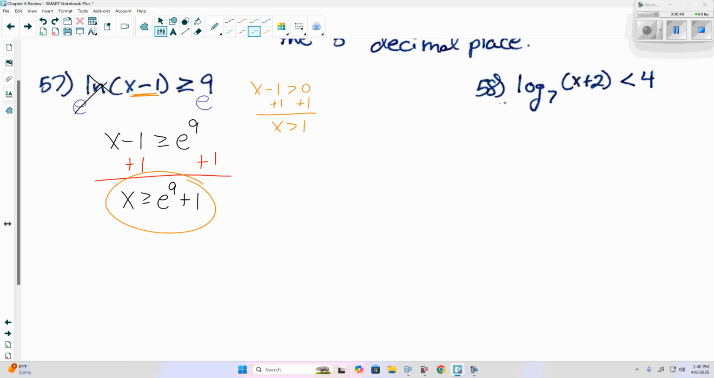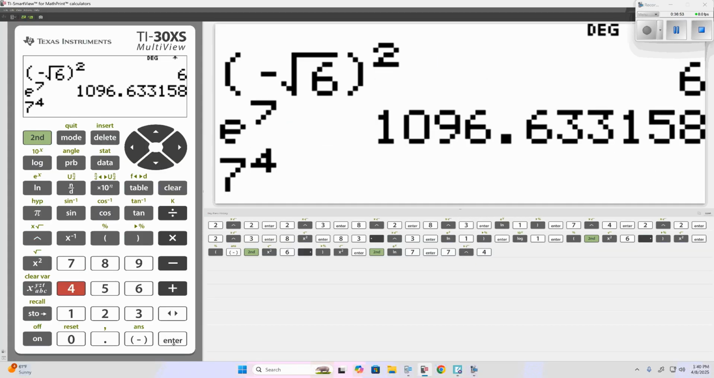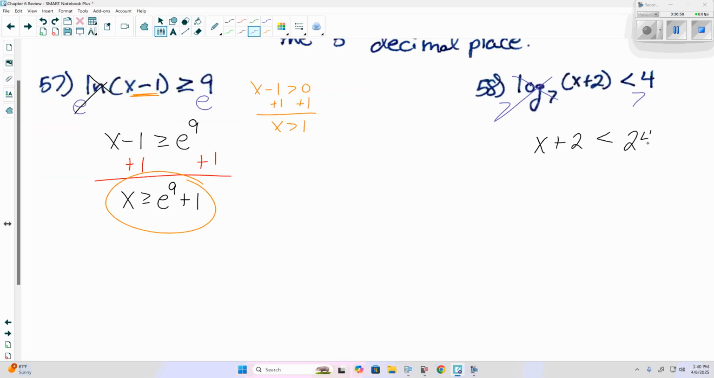58. We put both sides to the base of 7 so that our 7 to the log base 7 will simplify, leaving us with x plus 2 is less than 7 to the 4th, which is a nice number, 2401. Now we need to solve for the value of x by subtracting 2, telling us x is less than 2,399.